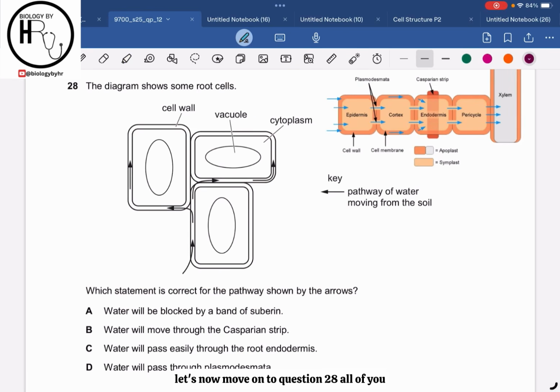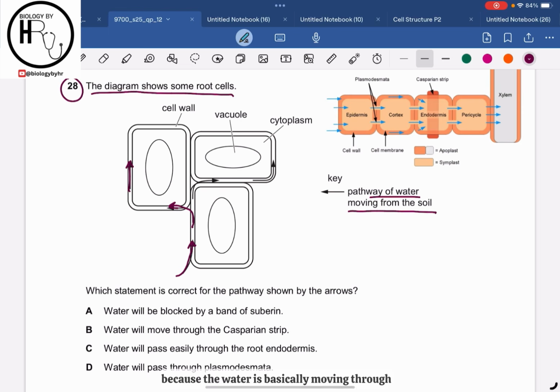Let's now move on to question 28, all of you. Question 28 over here says that the diagram shows some root cells and the arrows are basically showing the pathway of water moving from the soil. So this is mainly the apoplast pathway because the water is basically moving through the cell wall. So as the water is moving through the cell wall, it means that it is the apoplast pathway.